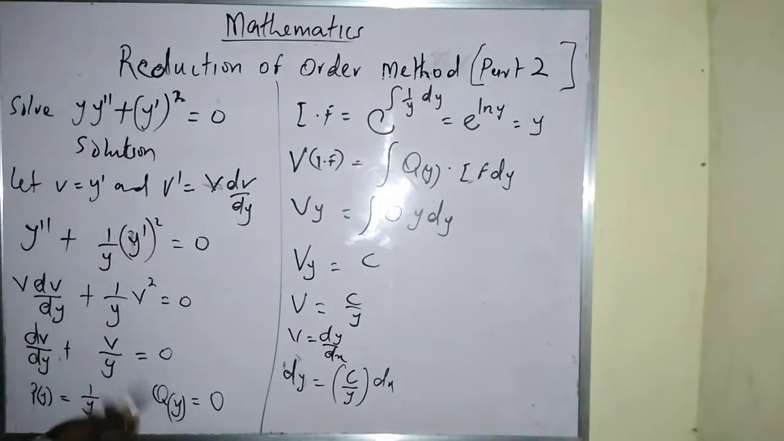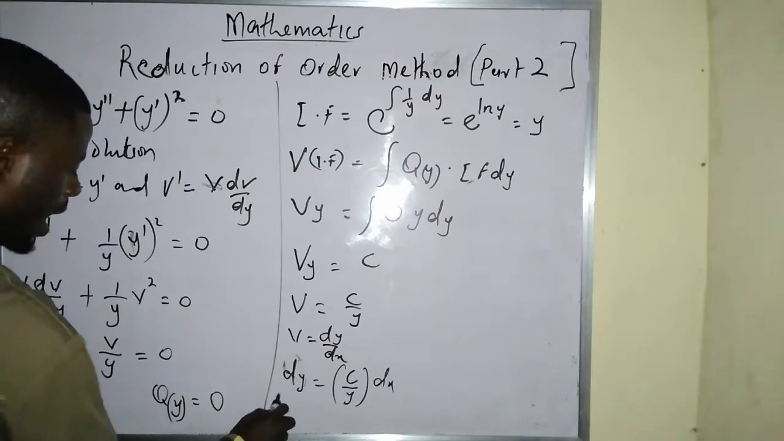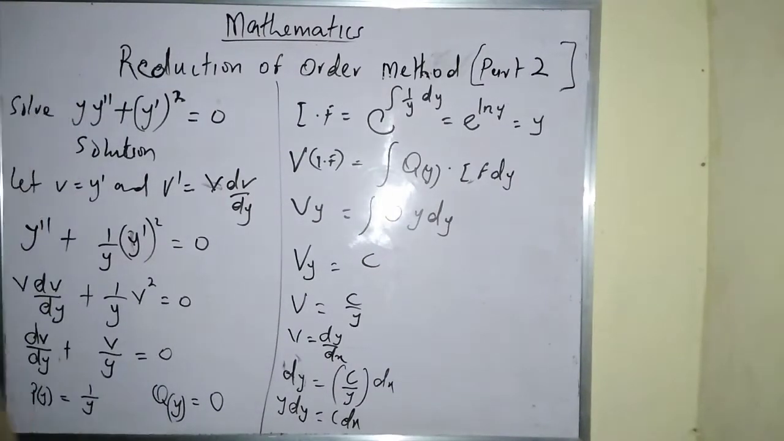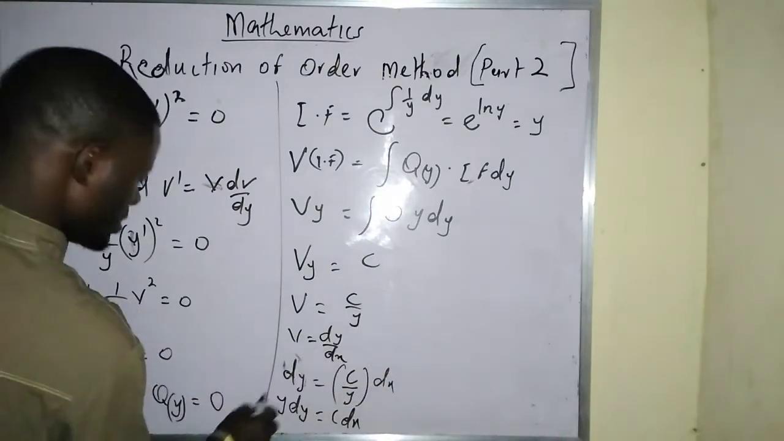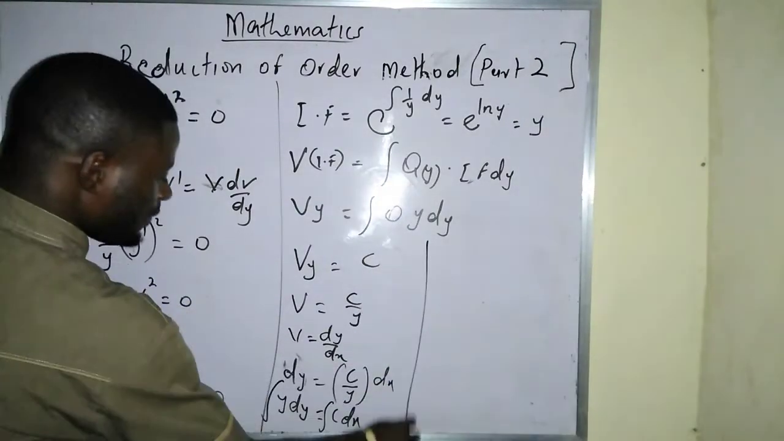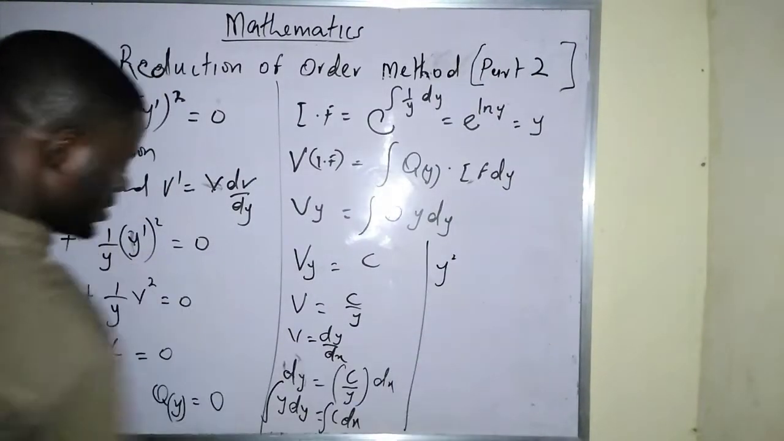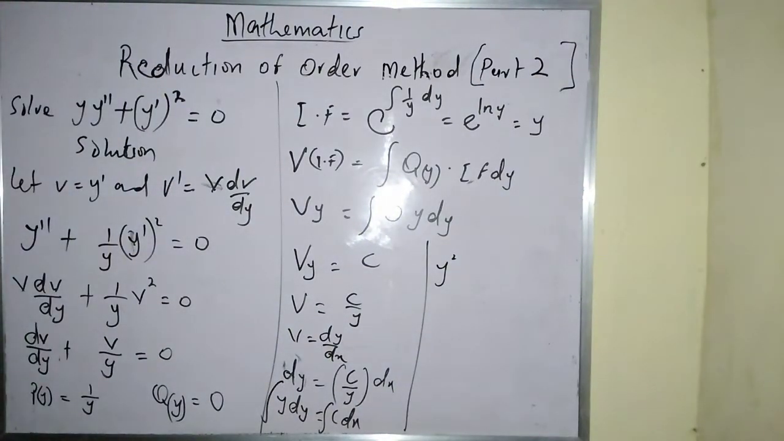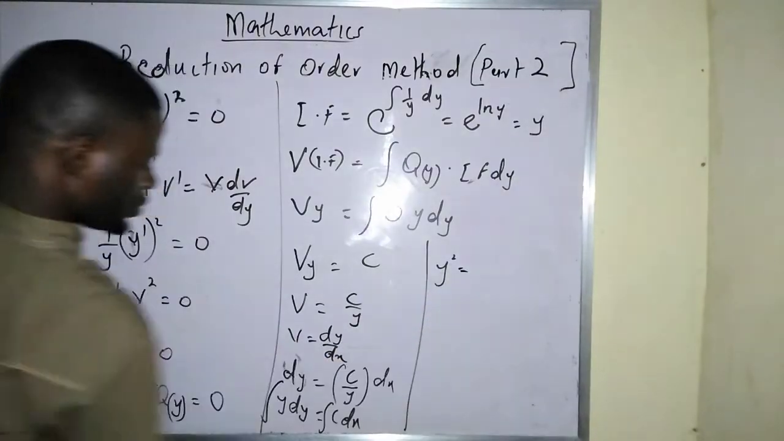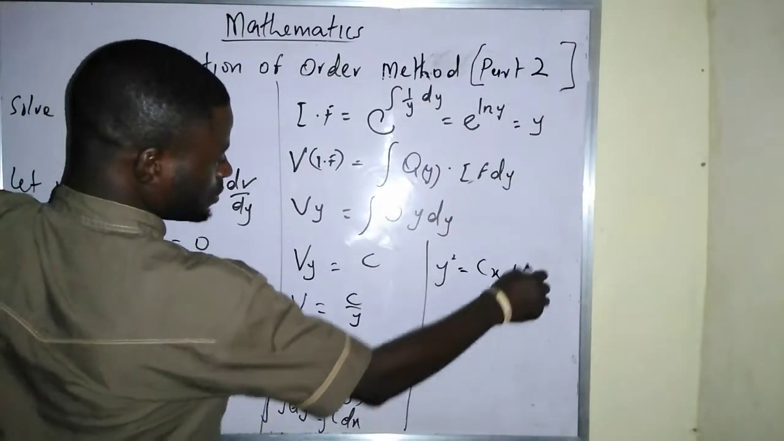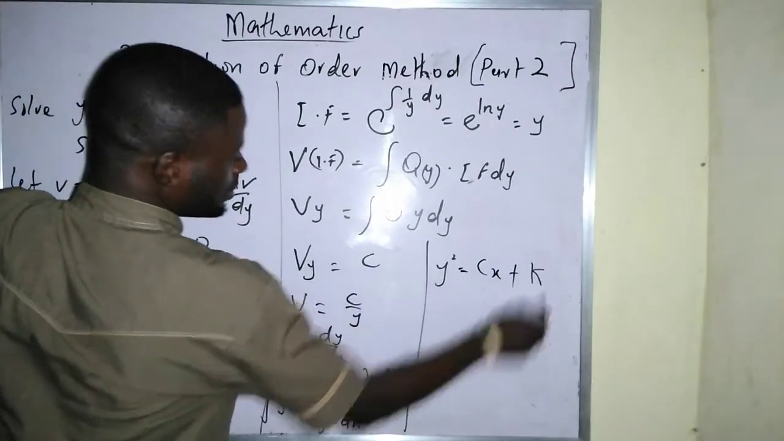Dx. I cross multiply, do a lot of manipulation, and I have y dy equals c dx. Now, if I integrate both sides, I'll be having y squared equals c of x plus, let me use k, call it that.